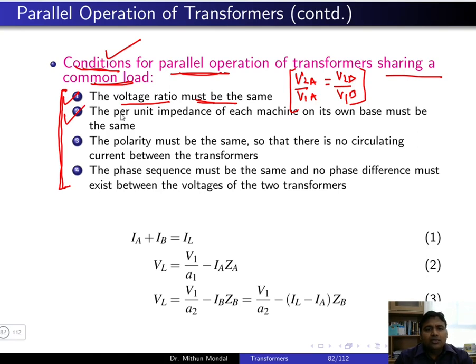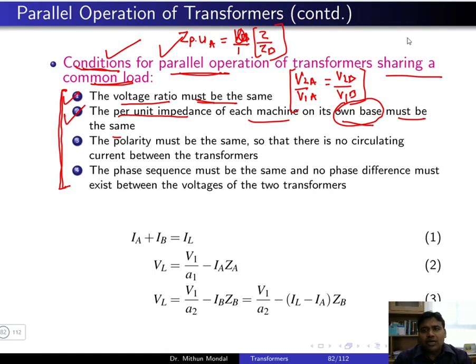Second point, the per unit impedance of each machine on its own base must be the same. We know that the per unit impedance Z for the base of A is equal to the actual value divided by the base value. So actual value by base value is the per unit impedance of a transformer, and it is on its own base.